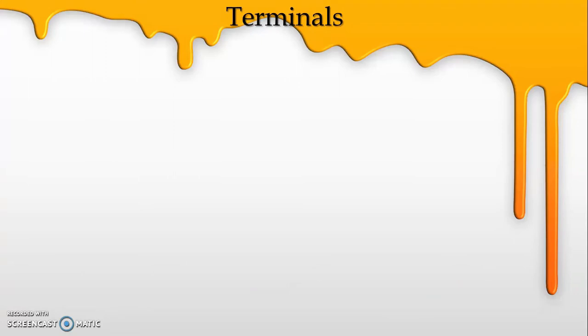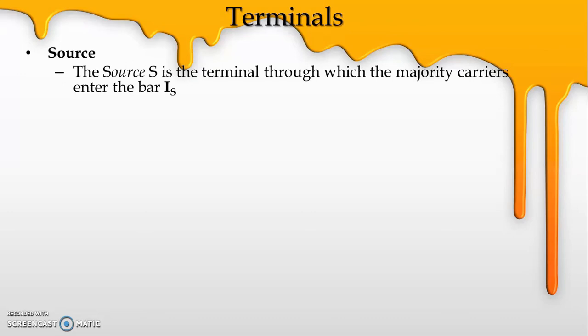We have understanding of the terminals. Source. The source S is the terminal through which the majority carriers, in this condition electrons, enter the bar. And the conventional current passing through the source is denoted by IS, suffix S for source.